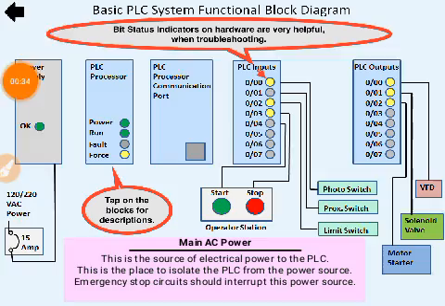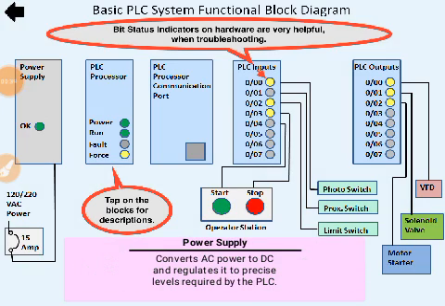Let's go to the power supply section. The power supply converts alternating current power to direct current and regulates it to the precise levels required by the PLC. This is called signal conditioning in the mechatronics block diagram.